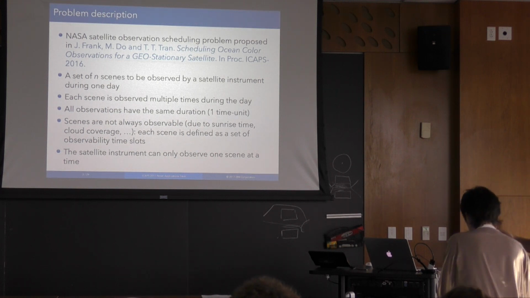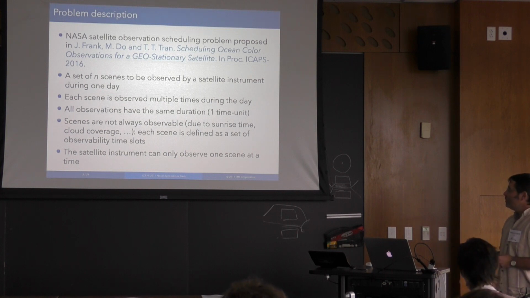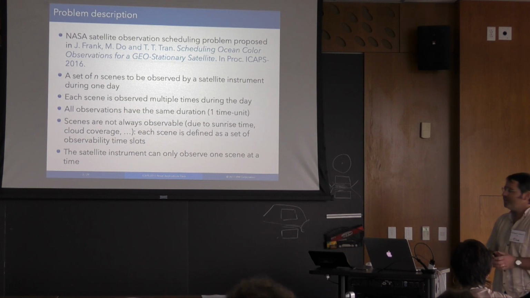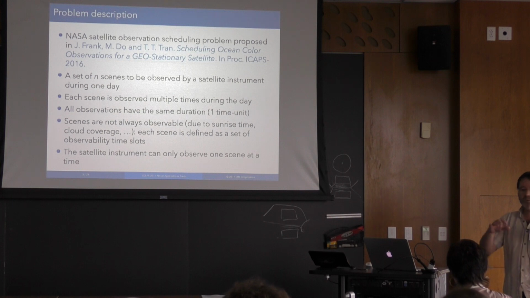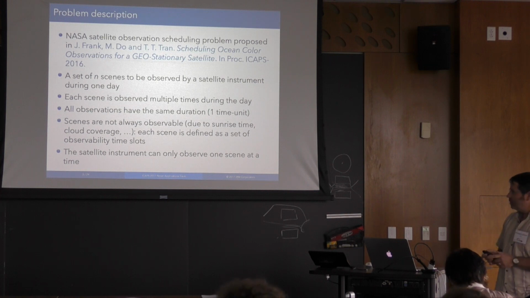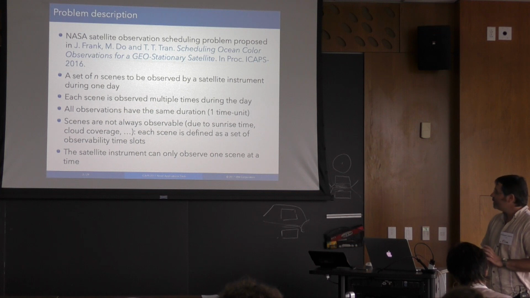Then in the setting of this problem, we assume that all observations have the same duration, which is one time unit. Then the problem is that the scenes are not always observable, because due to sunrise time, due to cloud coverages, you can observe the scenes only during some time slots during the day. And there is an additional constraint that the satellite instrument can only observe one scene at a time.